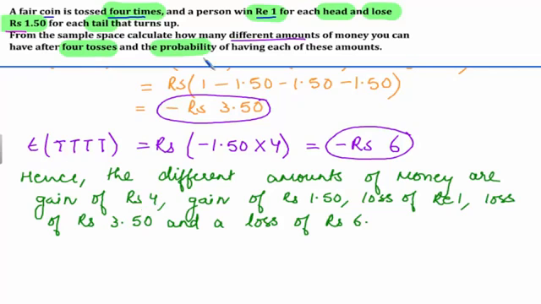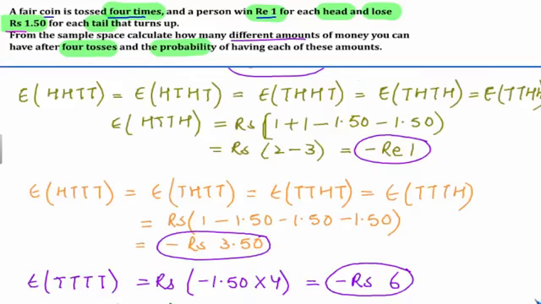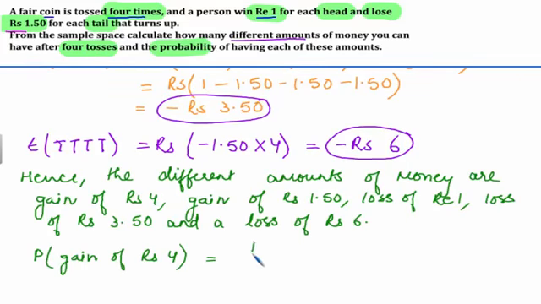Now let us find the probability of each of them. First let us find the probability of the gain of rupees 4, and from the sample space we see that the gain of rupees 4 is from the one outcome of the sample space, that is HHHH. Therefore the number of favorable outcomes for this event is 1, and the total number of possible outcomes are 16. Therefore probability for the gain of rupees 4 is 1 upon 16.